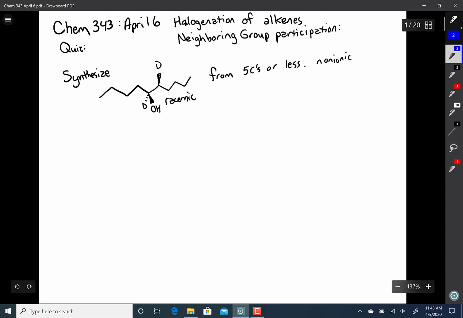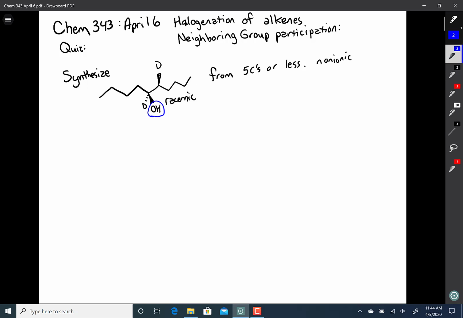Okay, so I figured I'd start out with today's lecture by talking about the last quiz. Now, a lot of people took different approaches to this quiz. When it comes to synthesis problems, I suggest that you always work backwards and start with the functional group that you have. So here, our functional group is an alcohol.